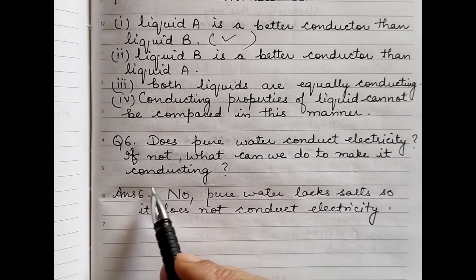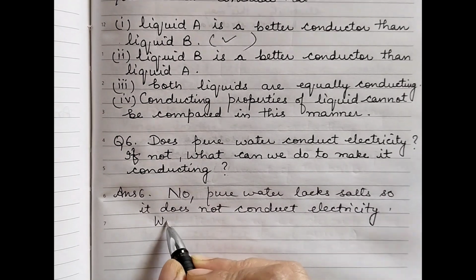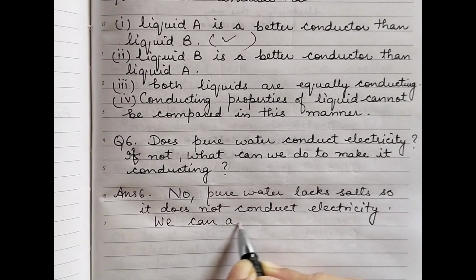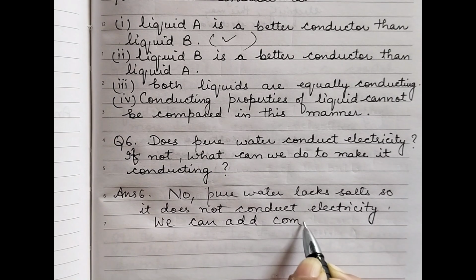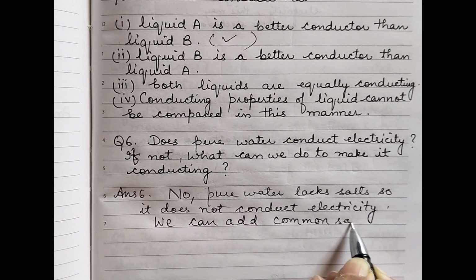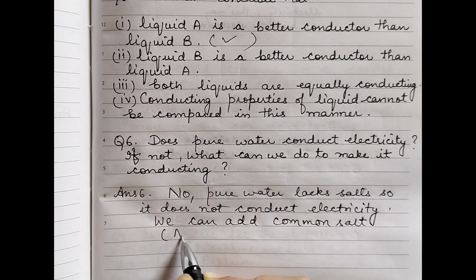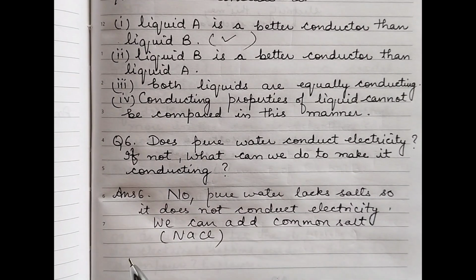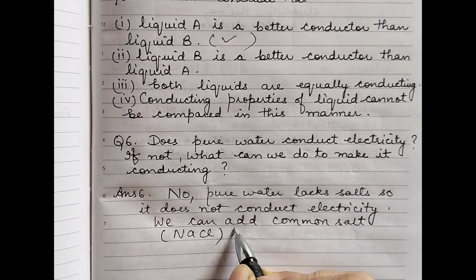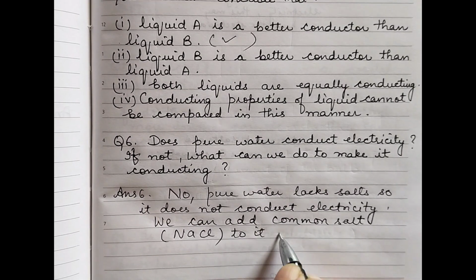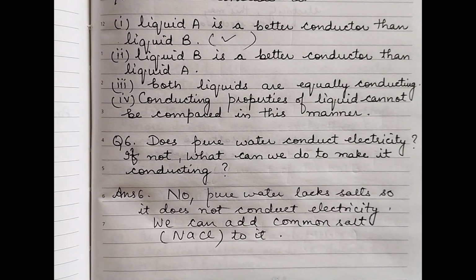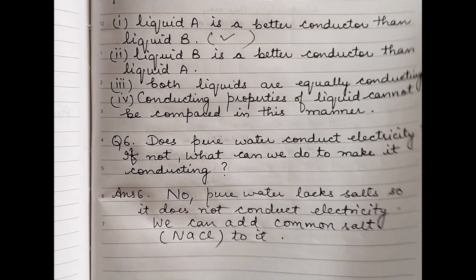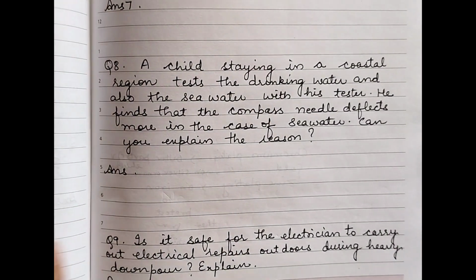What can we do to make it conducting? We can add common salt. What is the formula of common salt? NaCl, to it in order to make it conducting. Next, question number 7.